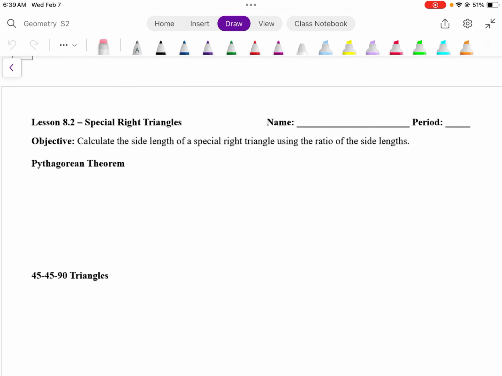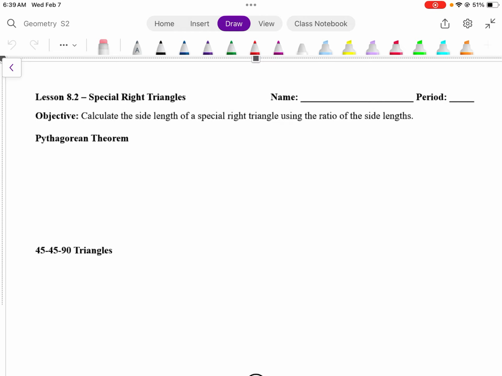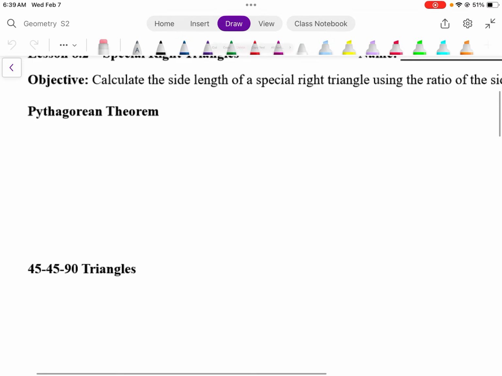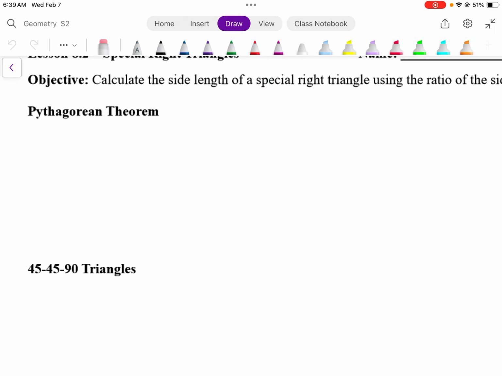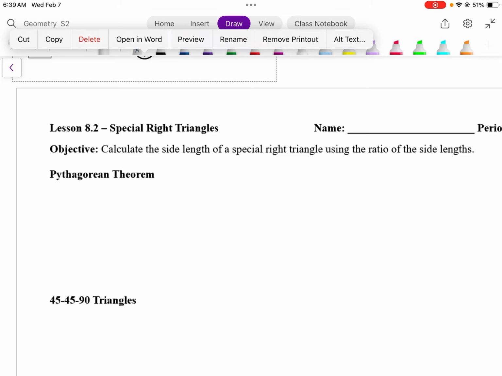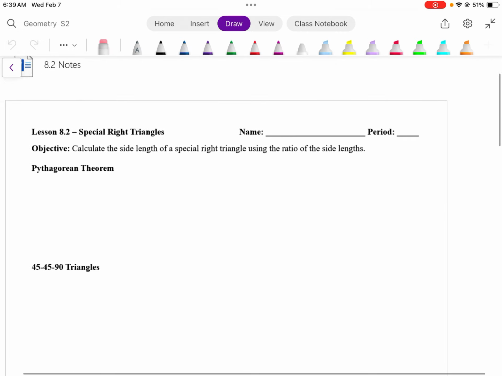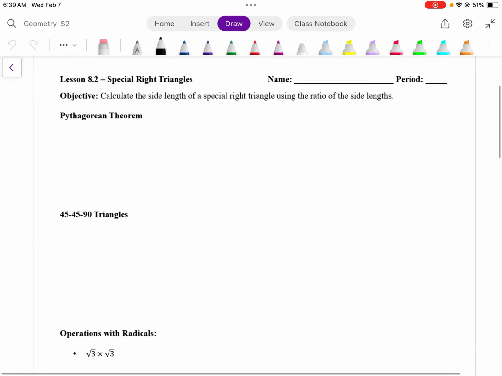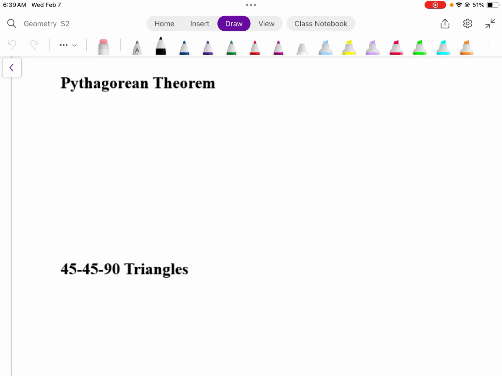Section 8.2 is another special right triangle section. We're going to start off with a little bit of review of what we covered in 8.1. So in this section, we have the Pythagorean theorem, and we've done that before, where it's a squared plus b squared is equal to c squared.